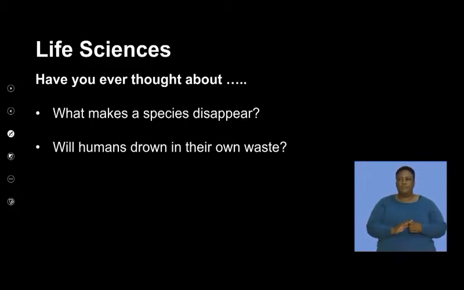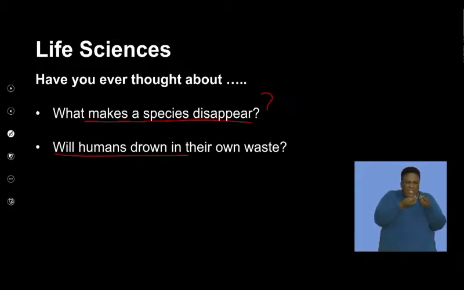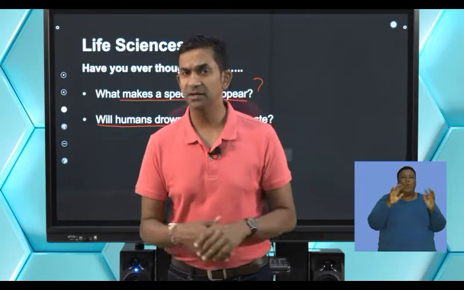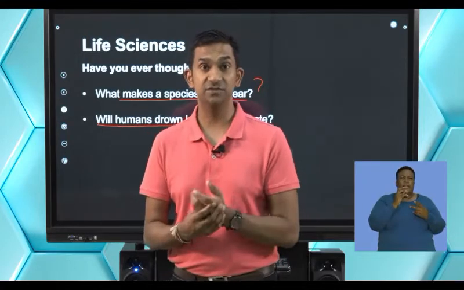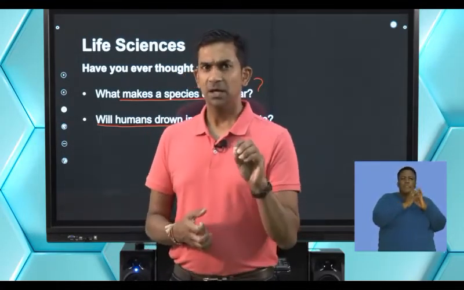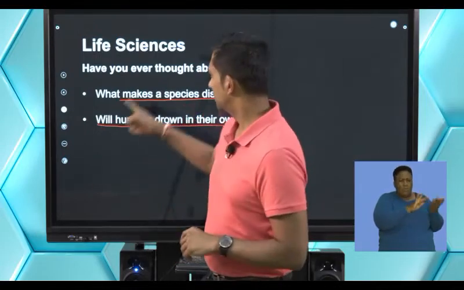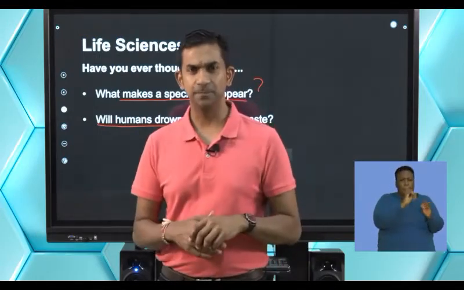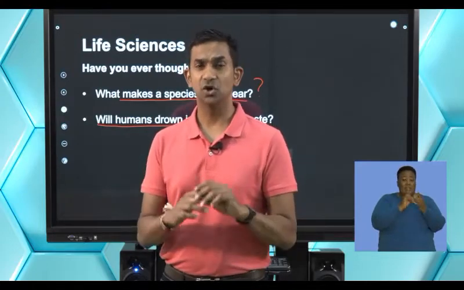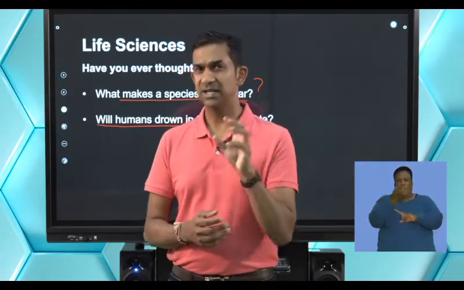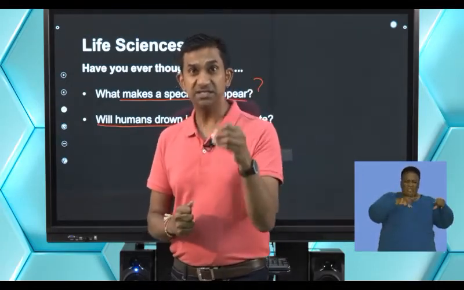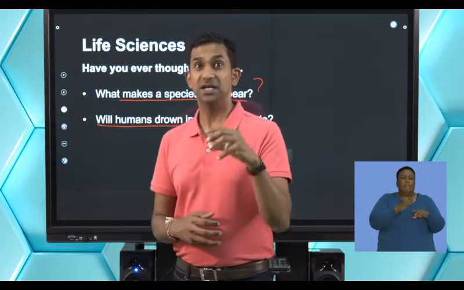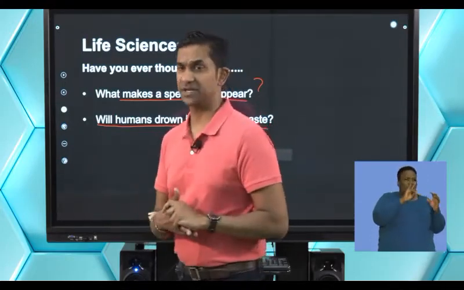Have you ever thought about what makes a species disappear? And will humans drown in their own waste? We often hear of species becoming endangered. We've heard of, sadly, the extinction of species gradually over time. Have we ever wondered what it would mean when species start to disappear? Certainly, this has a knock-on effect on the diversity of our environment. So let's try and understand what diversity means and what happens when we see species disappearing or their numbers radically decreasing over a short period of time.